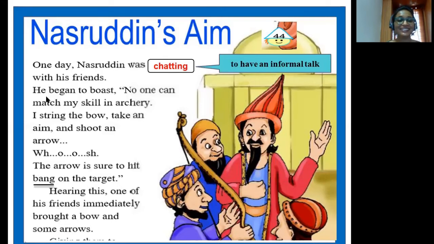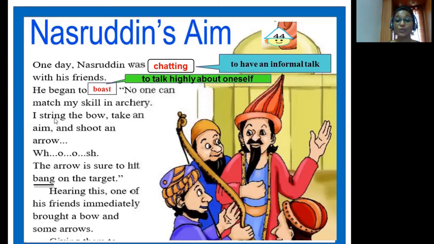Right. He began to boast, "No one can match my skill in archery. I string the bow, take an aim, and shoot an arrow. Whoosh! The arrow is sure to hit bang on the target." So, this is what Nasruddin was boasting about. The word boast means to talk highly about oneself. So Nasruddin was boasting that he was very good at archery.